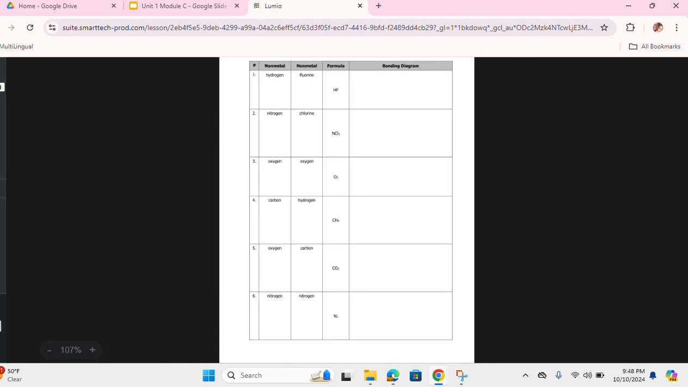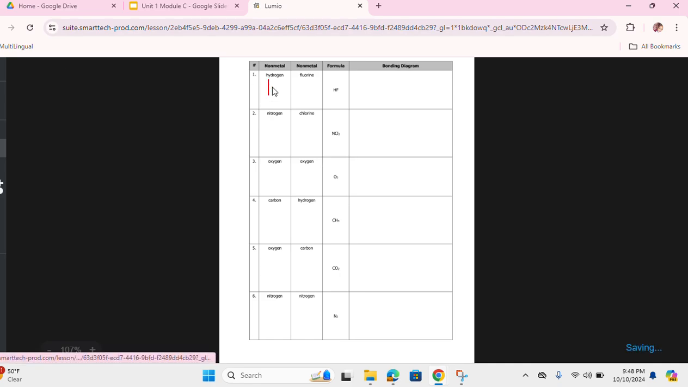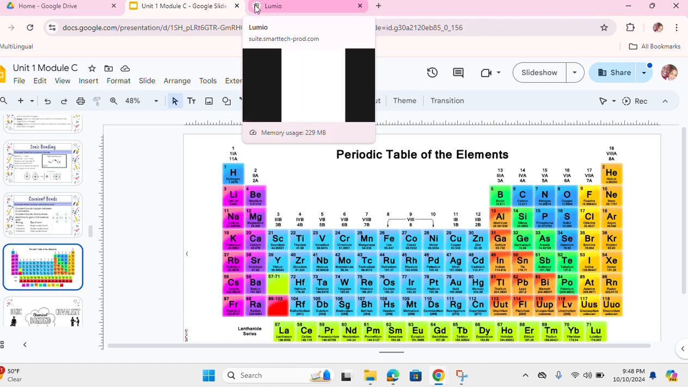When we look at this worksheet, we can easily identify hydrogen as having 1 electron. How do we know it has 1 valence electron? Simply look at our model here. It is in group 1, 1 valence electron.